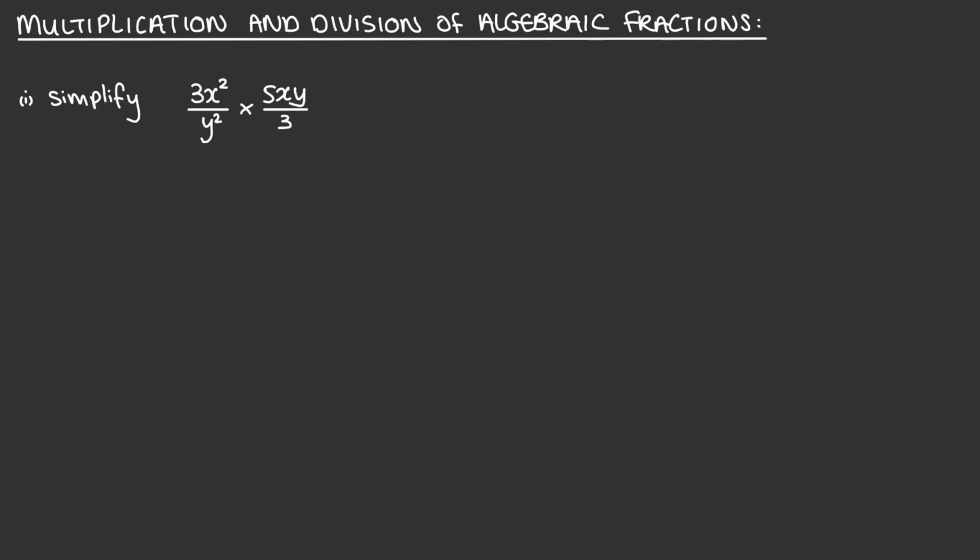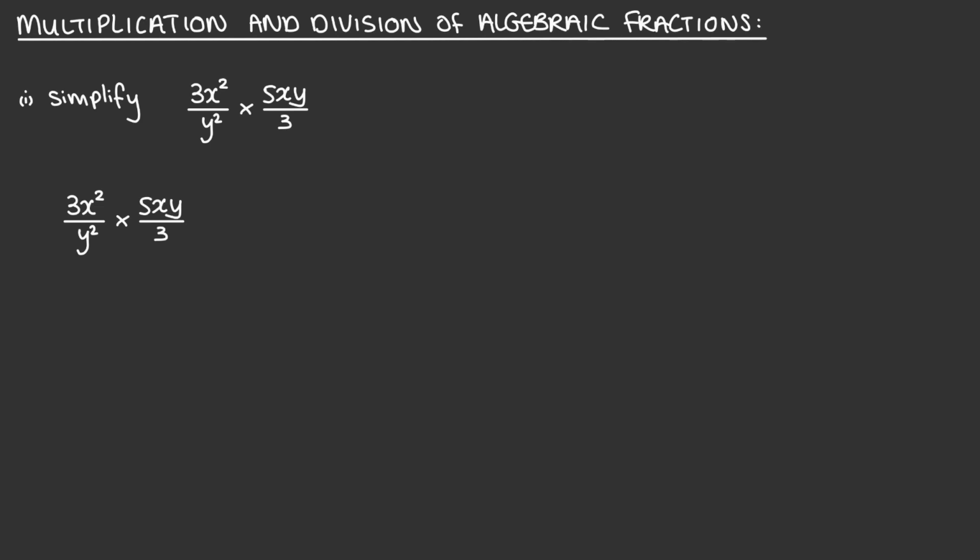So in my previous video, I covered 3 very important rules of indices that we're going to need from now on. These rules tell us how to multiply and divide the same variables by each other. So for the first example, we're asked to simplify 3x squared divided by y squared multiplied by 5xy divided by 3.